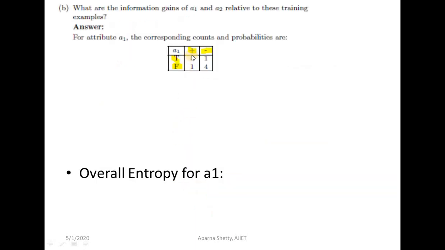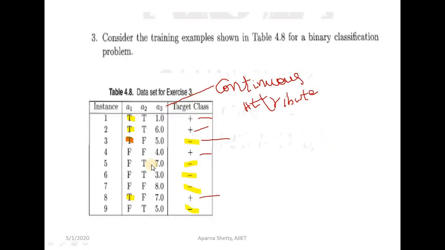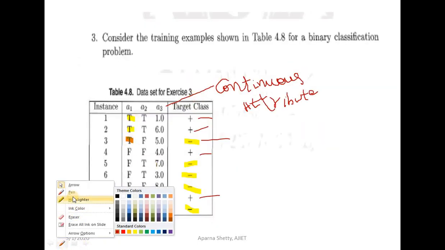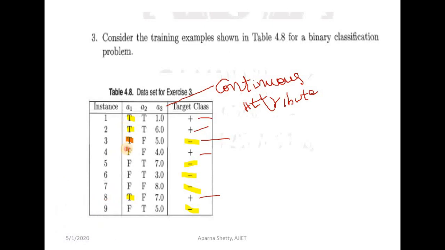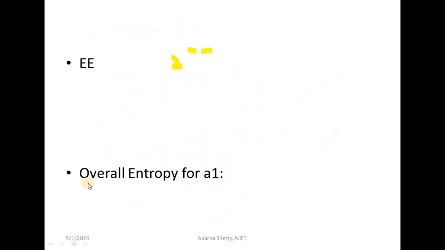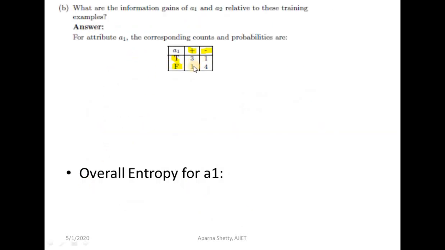So for A1, 3 T belongs to plus and 1 T belongs to minus. Let us see for F now. For F, this belongs to plus, correct? Only one belongs to plus, correct? How many belongs to minus? How many F? 1, 2, 3, 4. So 4 F belongs to minus, right? So 1 F belongs to plus and 4 F belongs to minus.